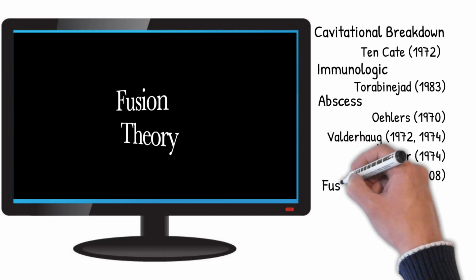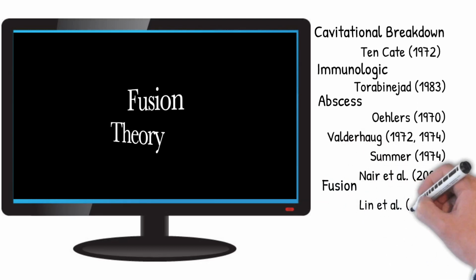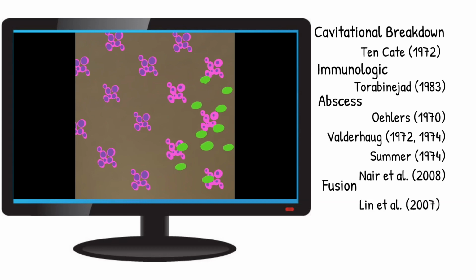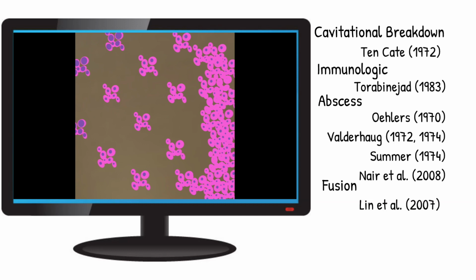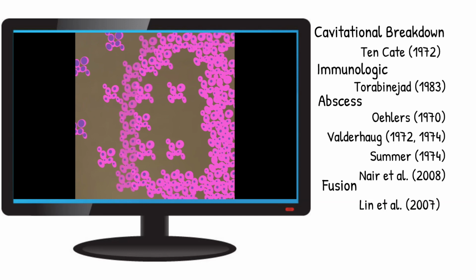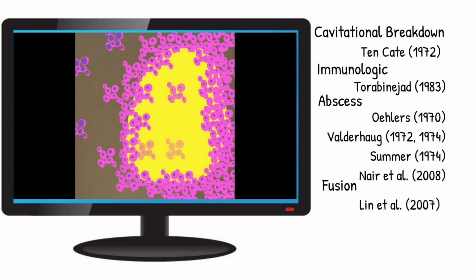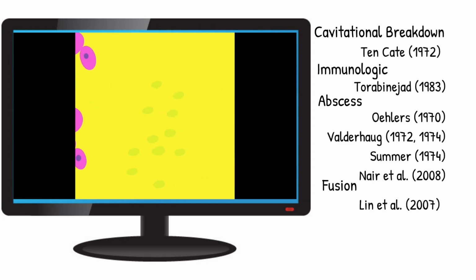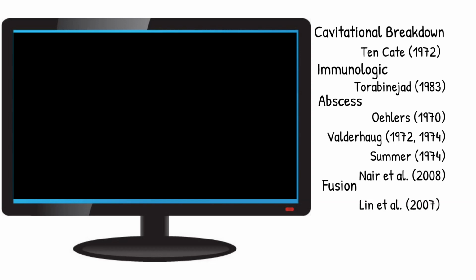And finally, the fusion theory. The fusion theory suggests that the epithelial cell rests proliferate, strangulating the connective tissue found in the middle. Once this connective tissue dies, then the cyst forms and once again expands.